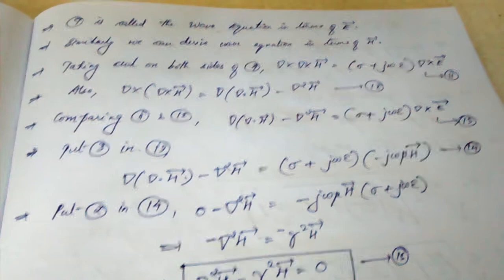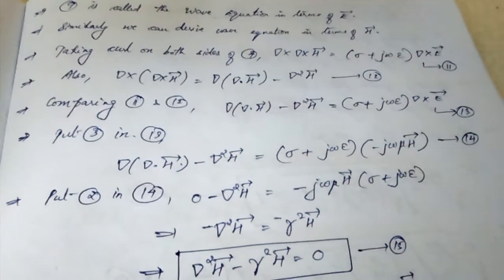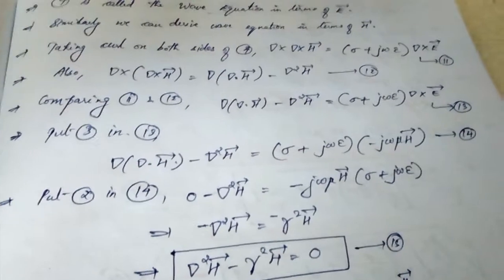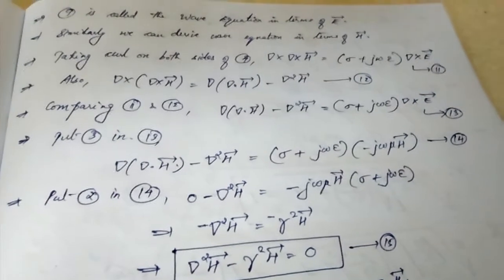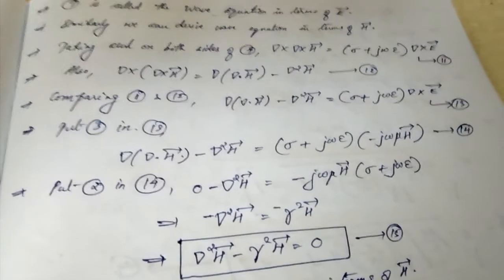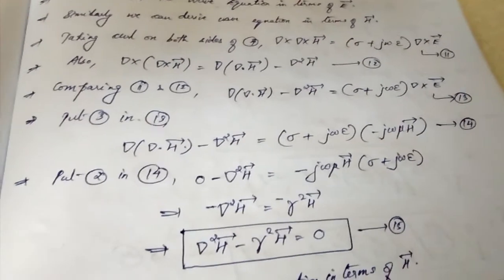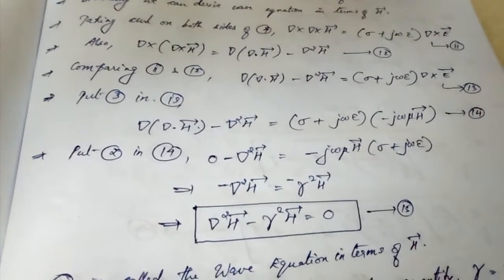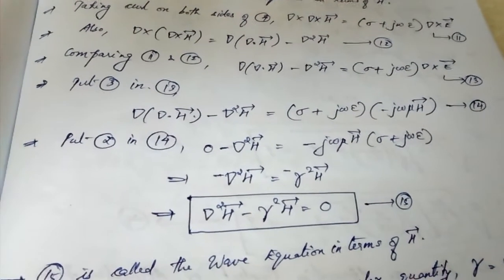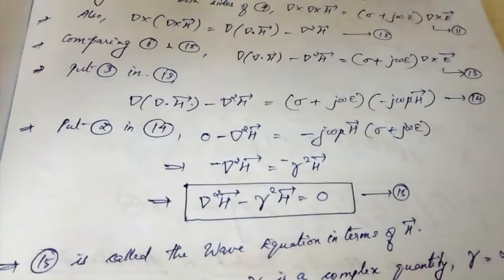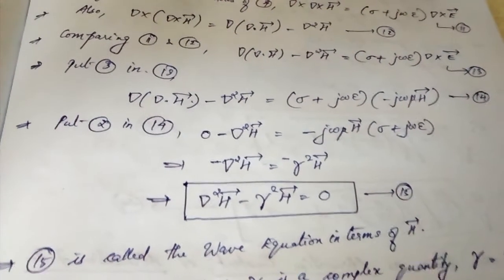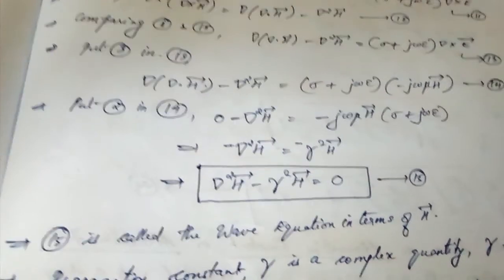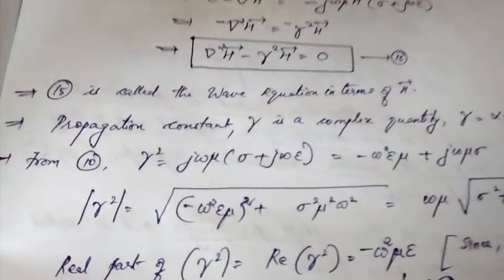So similarly we can derive the wave equation in terms of magnetic field intensity, that is del cross H is equal to, how can you write? You can write it as sigma plus j omega epsilon into del cross E, and again applying the identity, equating both the equations. On simplification you get minus del square H is equal to minus j omega mu H into sigma plus j omega epsilon, or minus del square H is equal to minus gamma square H, or del square H minus gamma square H is equal to 0. This equation is known as the wave equation in terms of magnetic field intensity.